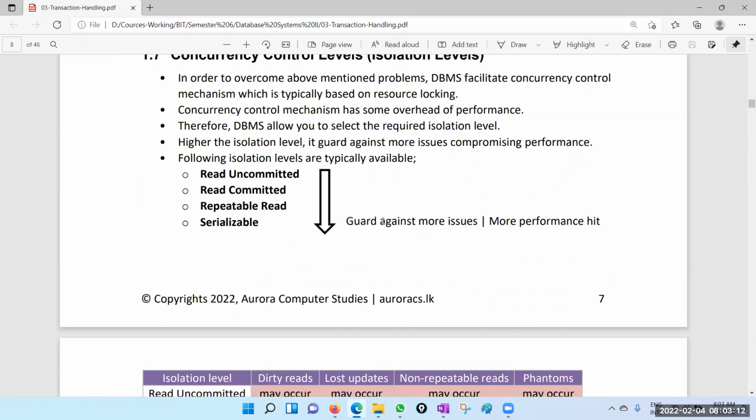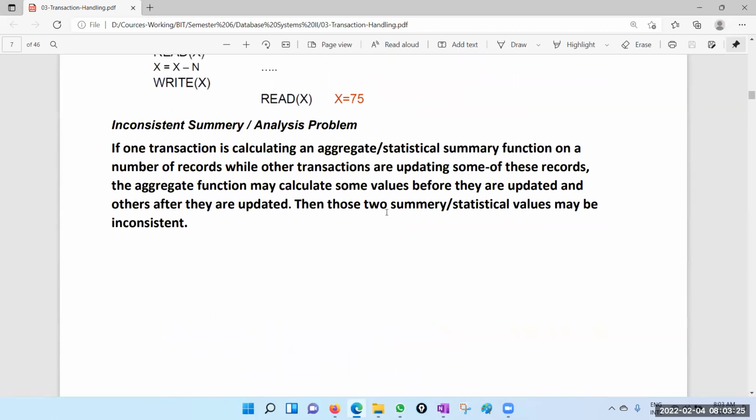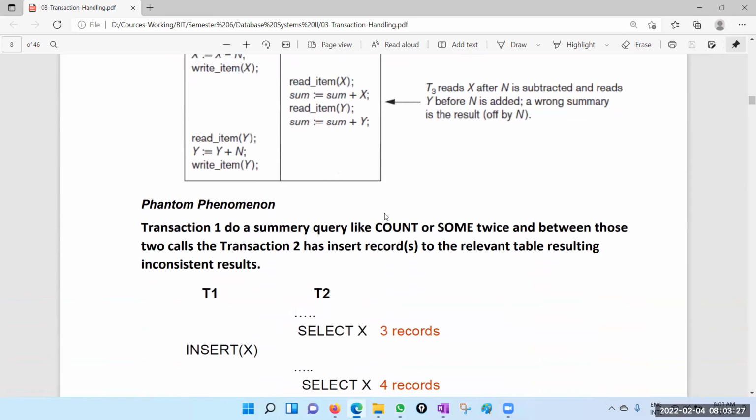Then we discussed the transaction isolation levels databases support: read uncommitted, read committed, repeatable read, and serializable. Serializable is the strongest, where all these possible issues are tackled in serializable schedules.